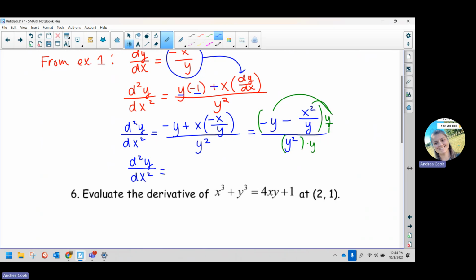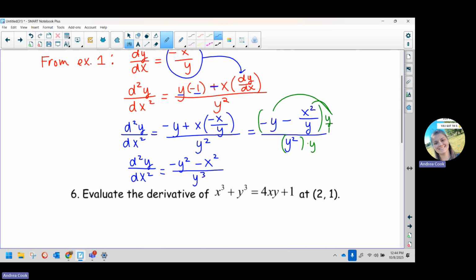The negative Y times Y is negative Y squared. Minus, when I do X squared over Y times Y, those Y's cancel, to just give me X squared. And then over Y to the third.